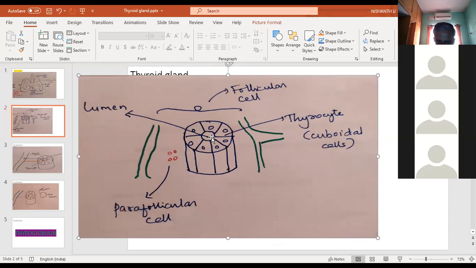You can see that in the center of this one there is an empty space that we call the lumen. I repeat again, several cuboidal cells joined together form a rounded structure, and in the center, there is an open, tube-like space. We call it the lumen. Individually, these cells we call thyrocytes, or cuboidal cells.